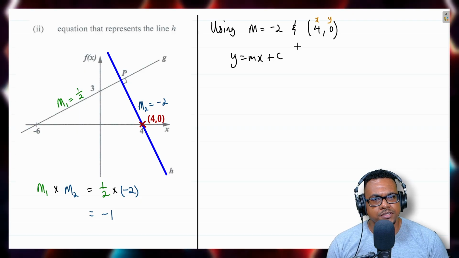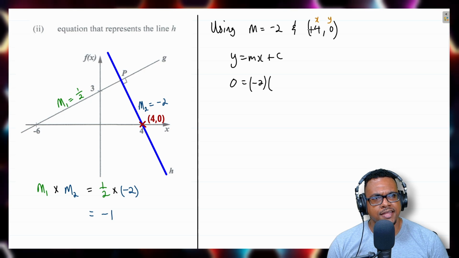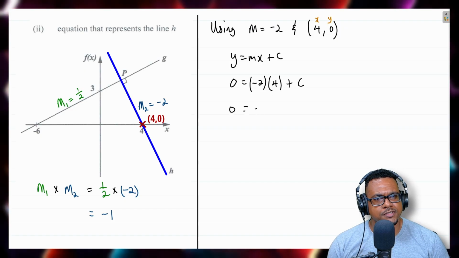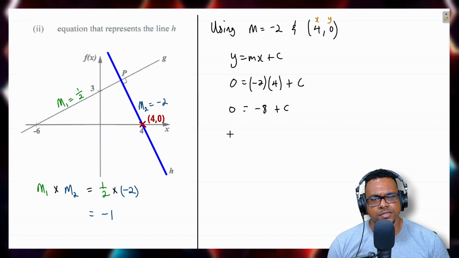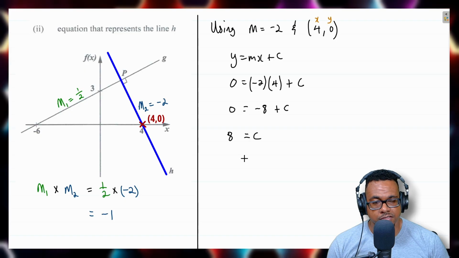So for y, I'm putting 0. For m, I'm putting in negative 2. And that's been multiplied by x, and x is 4. And of course, c is my unknown. Now 0 is nothing, right? So 0, negative 2 by 4 is negative 8, plus c. We transfer the negative 8 across, it will turn positive 8. So therefore, c is equal to positive 8.